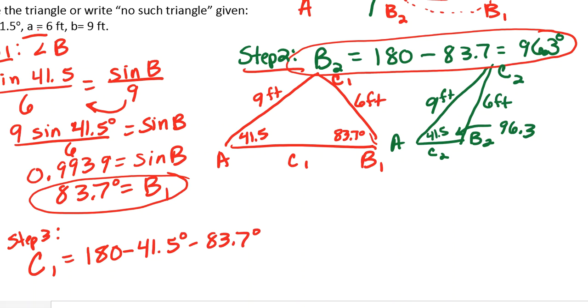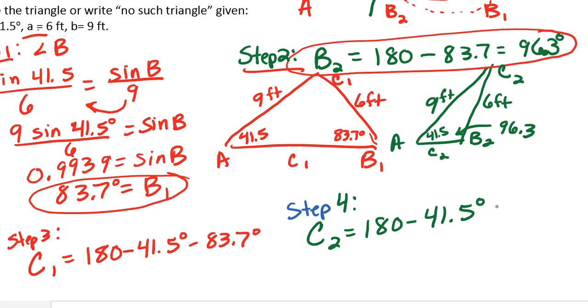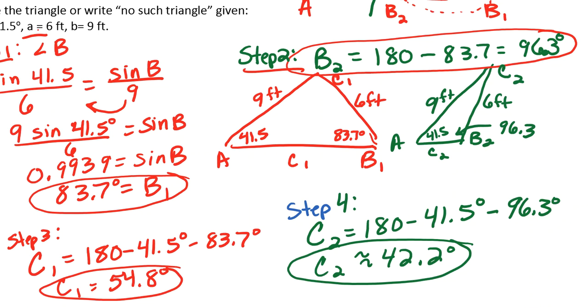And in the green triangle, for our step 4, we could do the same thing. Keep that green stylus. We can find angle C2 by doing the same exact thing: subtract the angle we know, and the one that we just found was 96.3. And let's stop and calculate both of those.